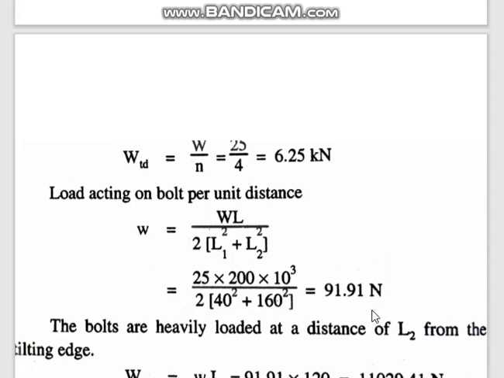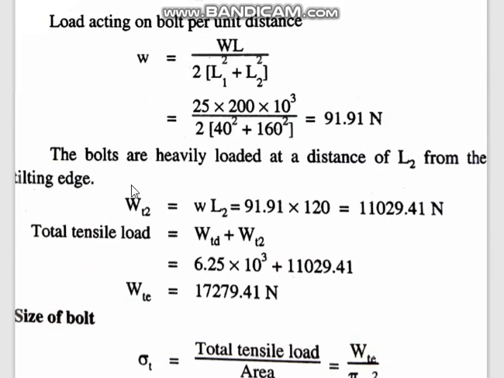What is this? This is the load per unit distance. Here it is written: load acting on bolt per unit distance. So as the distance keeps on increasing, the total load will increase. The bolts are heavily loaded at distance L2 from the tilting edge. So there, WT2 will be w into L2. This w is 91.91 and L2 is 160. So the total load will be this much.